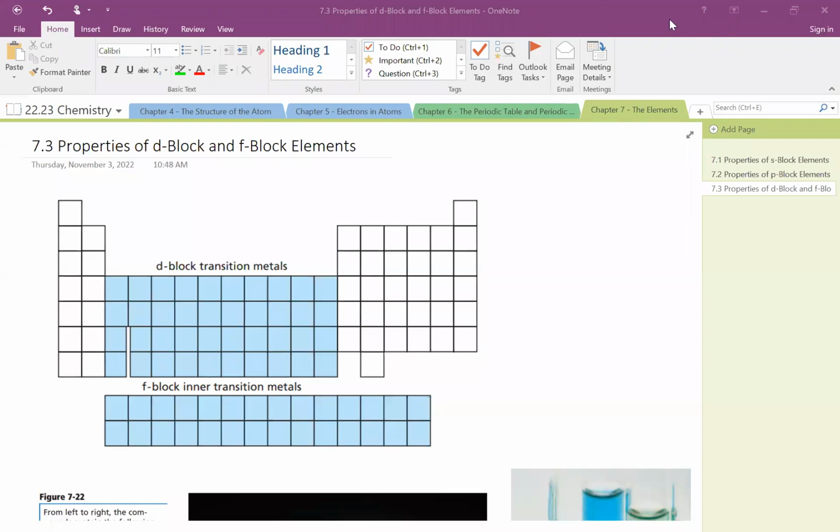Hi guys, welcome to our third video in chapter 7, which is all about the elements. In this video, I'm going to talk about the properties of the D and F block elements.